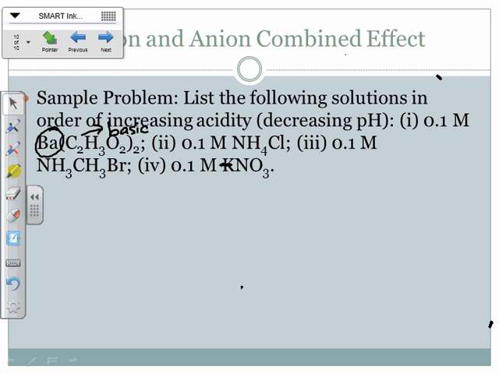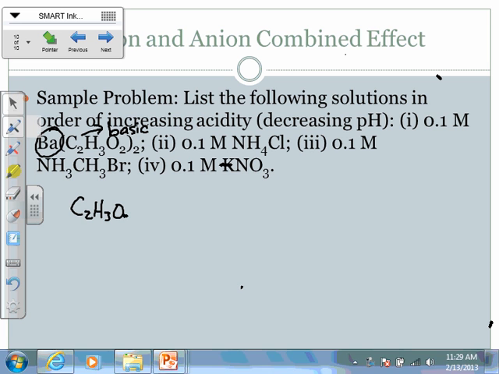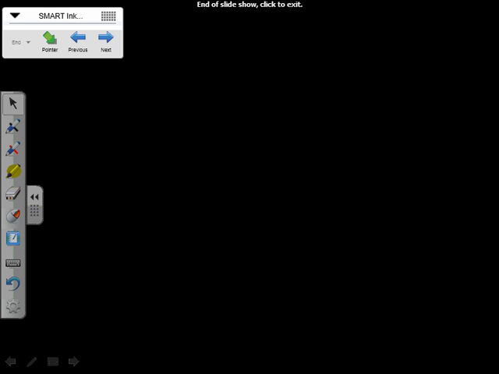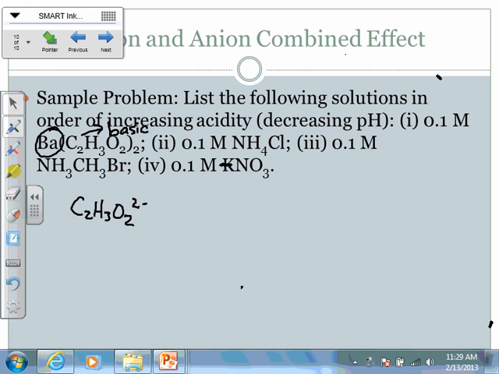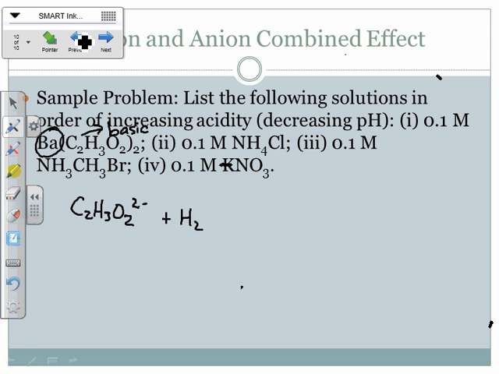Because if you think about it, C2H3O2, when that reacts with water, it's going to make HC2H3O2. Oh wait, I'm sorry. That's a 1 minus.